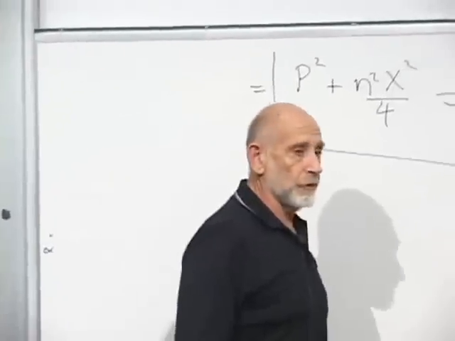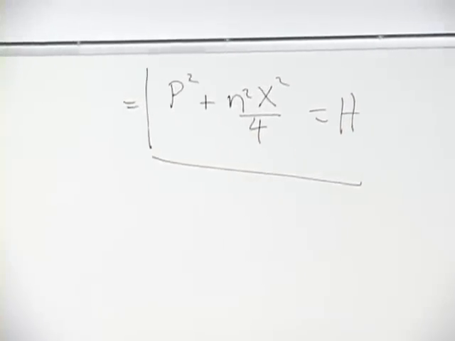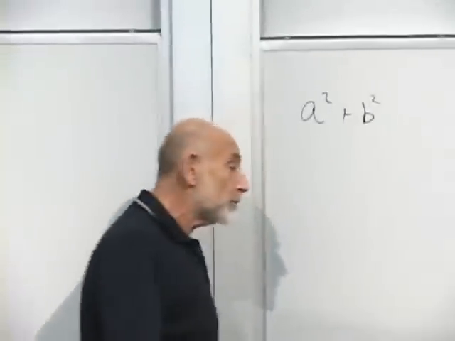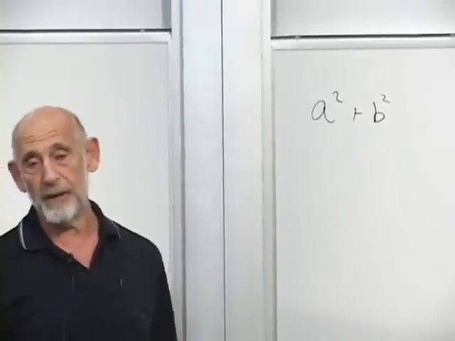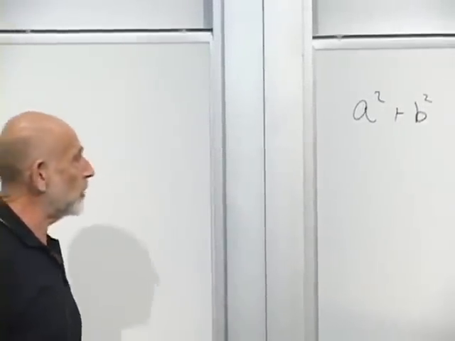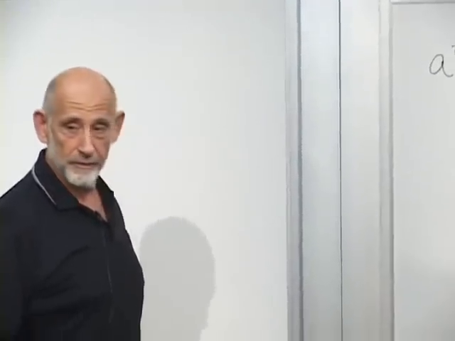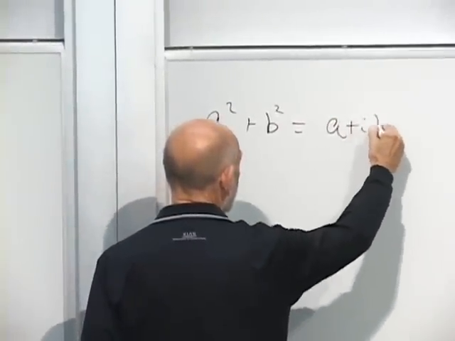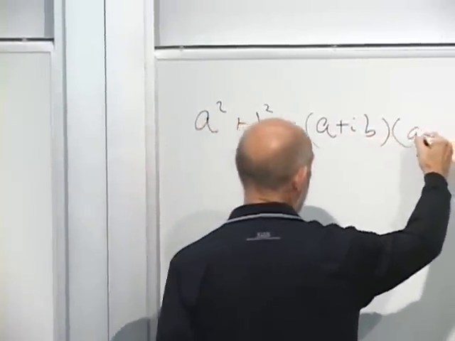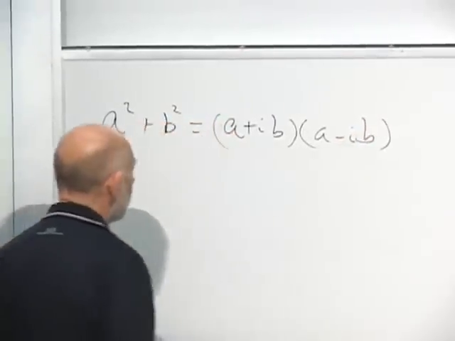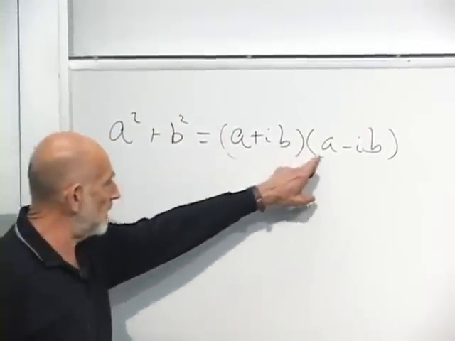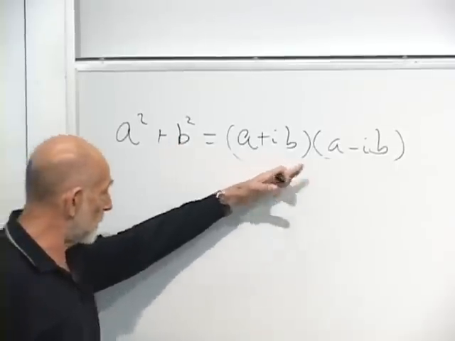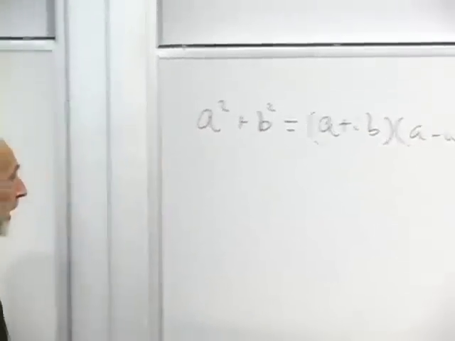You look at this, it's the sum of squares, a squared plus b squared. You write that a squared minus b squared is what? It's a plus b times a minus b. How about a squared plus b squared? That's a plus ib times a minus ib. Work it out, you get a squared, minus i times plus i is plus, so you get plus b squared, and the cross term goes away.